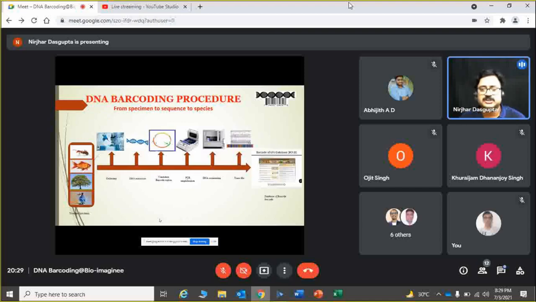Now coming to the procedure. This is a schematic diagram for the procedure of how this barcoding can be done. So this is from specimens. These are the different specimens which can be used. What you have to do is collect the specimens from their respective locations. Then you have to go for DNA extraction. Then you have to select the candidate barcode region.